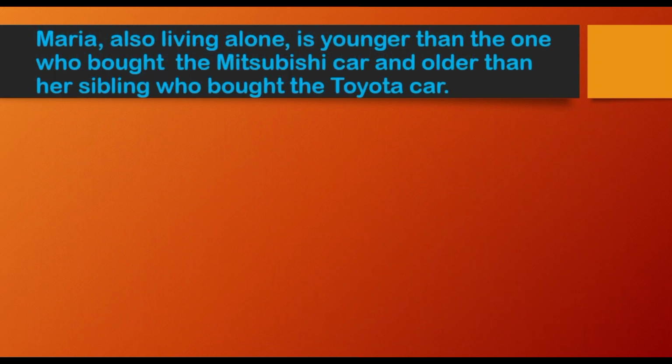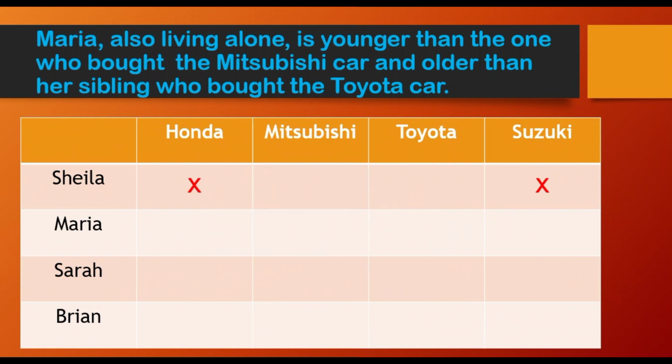Maria, also living alone, is younger than the one who bought the Mitsubishi car and older than her sibling who bought the Toyota car. So, ato na pong i-input sa ato ang table. Si Maria, so dili na niya ma-own ang Mitsubishi. Kay naay tagiya nga igsuon niya nga mas older sa iya. Then, dili po niya matagiya ang Toyota since naay tagiya nga Toyota car nga mas younger sa iya.